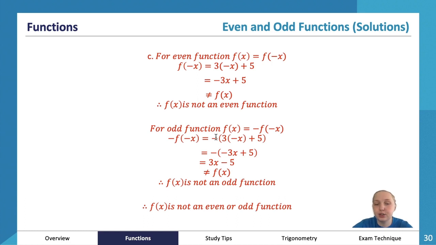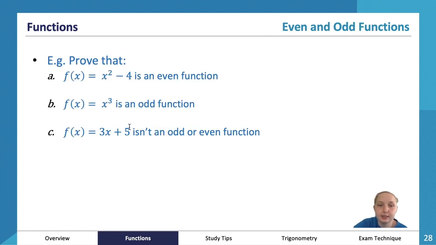Then for proving it's not an odd function, an odd function occurs if f(x) equals negative f(-x). To find negative f(-x), first substitute in negative x where there's x, and then we need to make that entire function negative. So we end up with negative (-3x plus 5). When we multiply that negative out, you get 3x minus 5, which does not equal our f(x). So therefore, f(x) is not an odd function, and we can say that we have neither an even nor an odd function when we are looking at 3x plus 5.